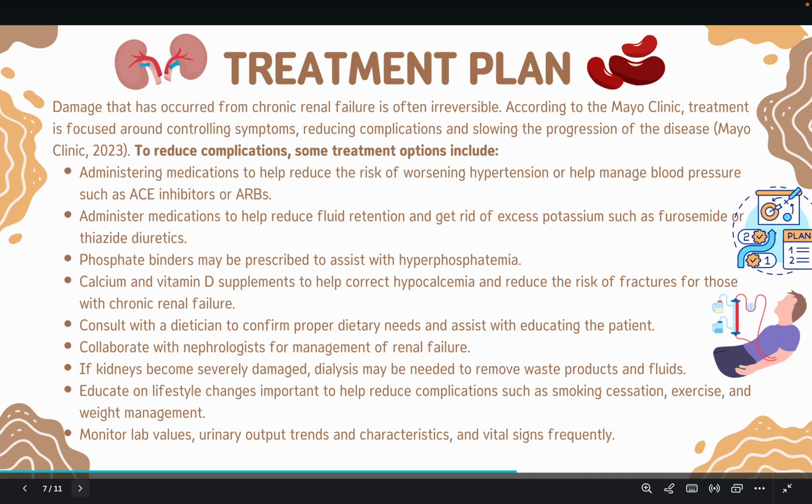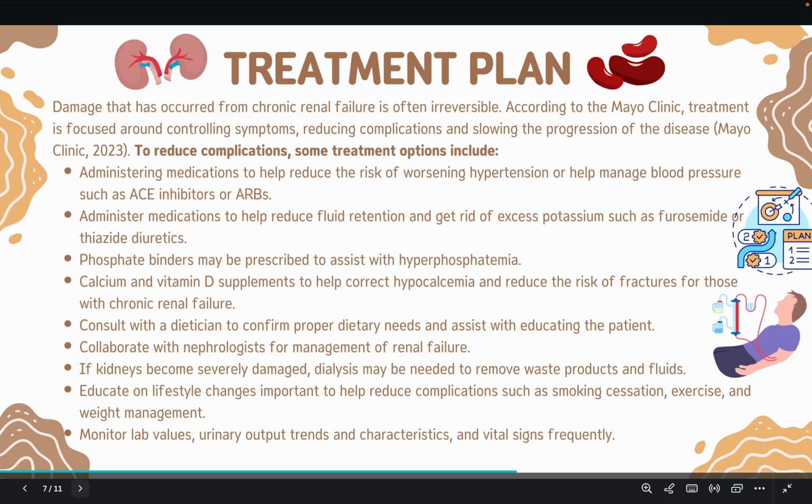Consulting with a dietitian to confirm proper dietary needs and assist with educating the patient on those dietary needs will be important, as well as collaborating with a nephrologist, since that will be a specialized diagnosis for the management of the renal failure. If kidneys become severely damaged, dialysis may be needed to remove waste products and fluids for the patient.